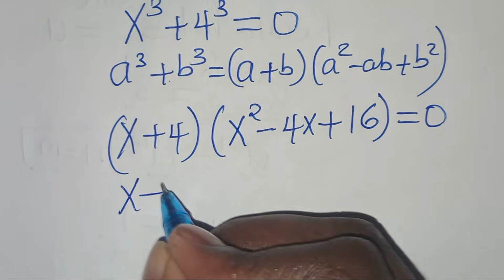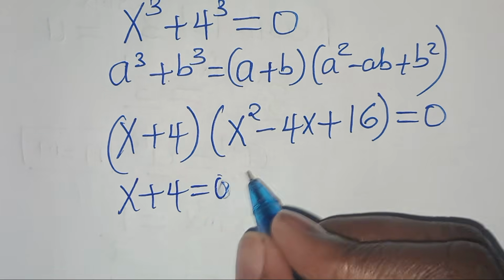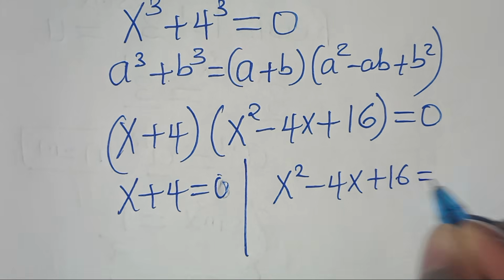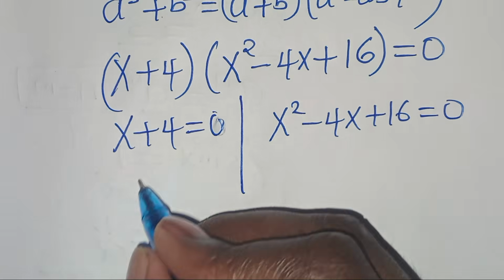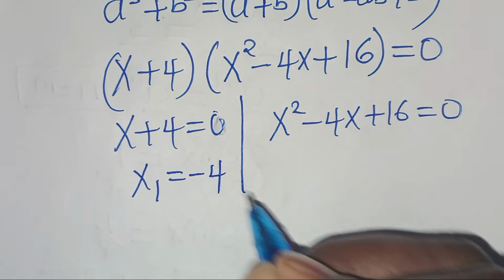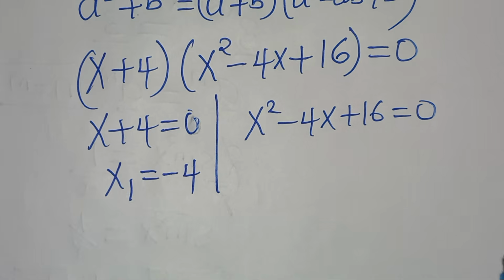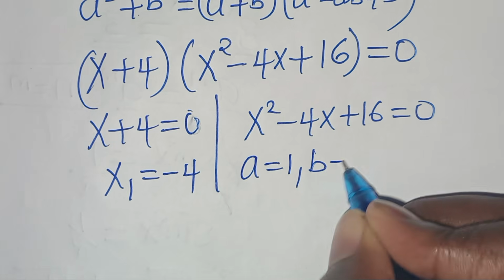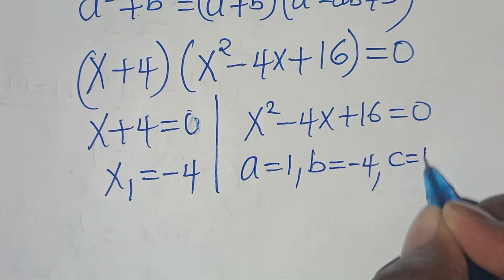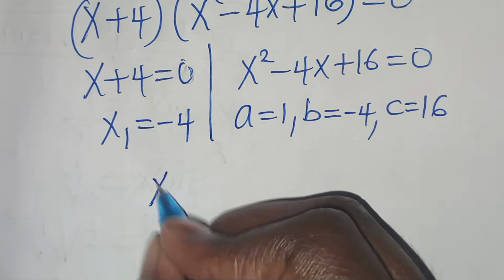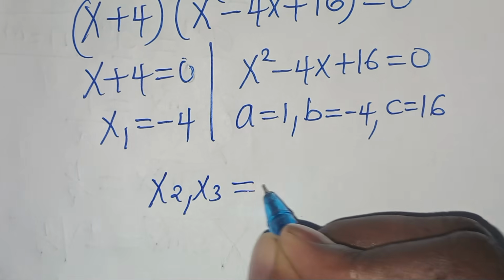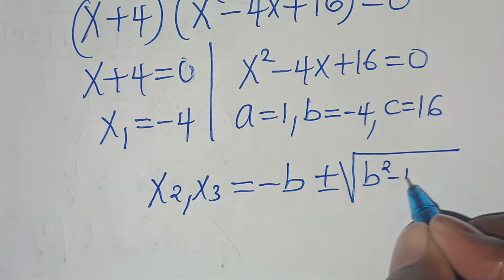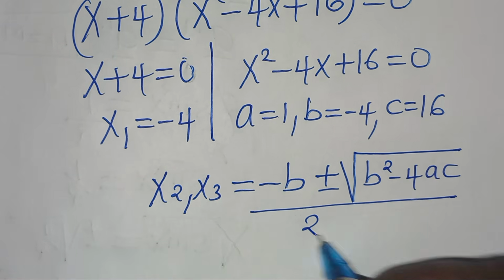So we have x plus 4 equal to 0, and then we have x to the power of 2 minus 4x plus 16 equal to 0. From the first part here, we have x1 is equal to negative 4. This is the first real solution here. The second part here is a quadratic equation. We have a is equal to 1, b is equal to negative 4, and c is equal to 16. So we can solve for x2, x3 by applying the quadratic formula, which is minus b plus or minus the square root of b squared minus 4ac, everything divided by 2 times a.